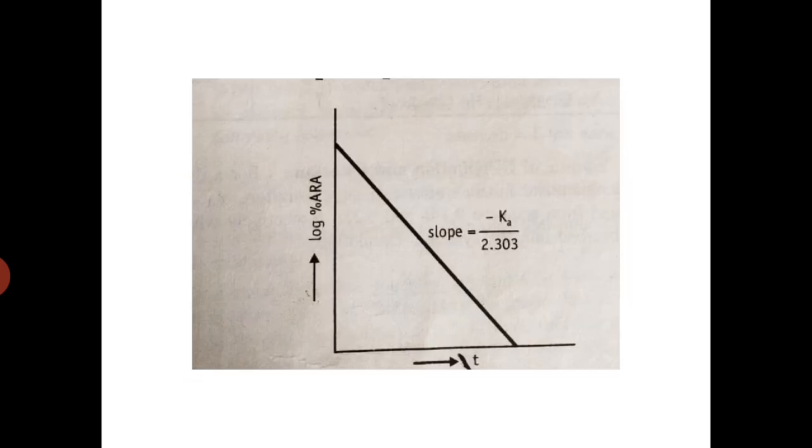Now to determine the Ka, we make a plot of log percentage ARA on the y-axis and time on the x-axis. Plot the graph, you will get a straight line, and the slope of this line is equal to minus Ka divided by 2.303. So the slope into 2.303 will give you the value of Ka.